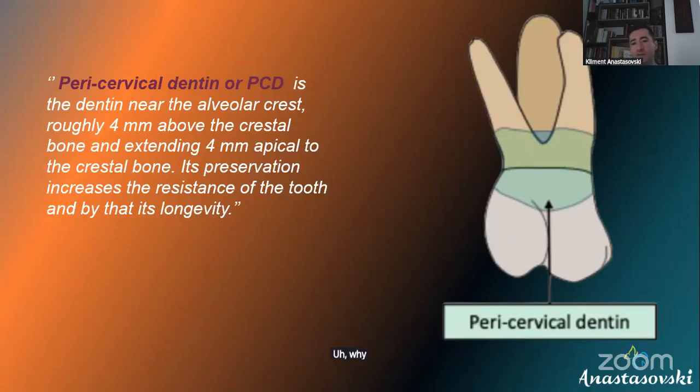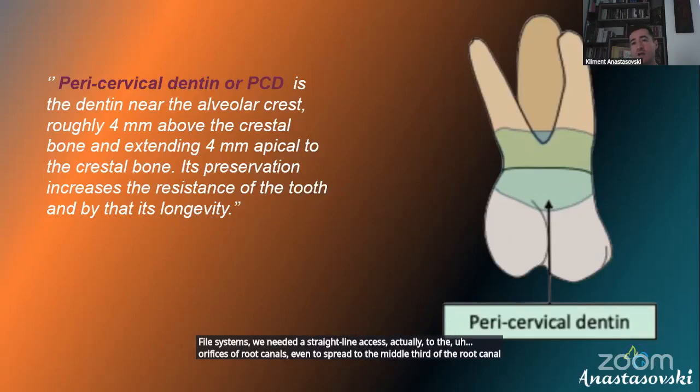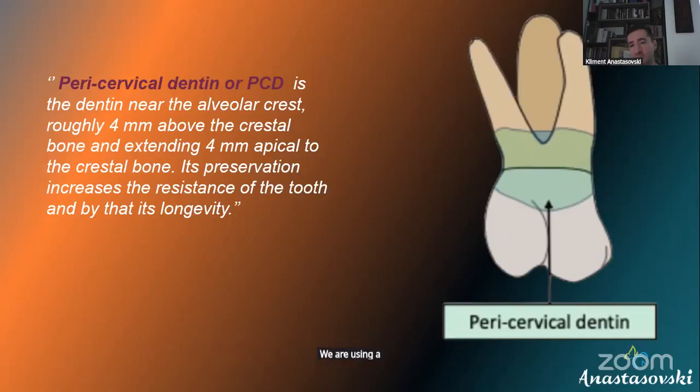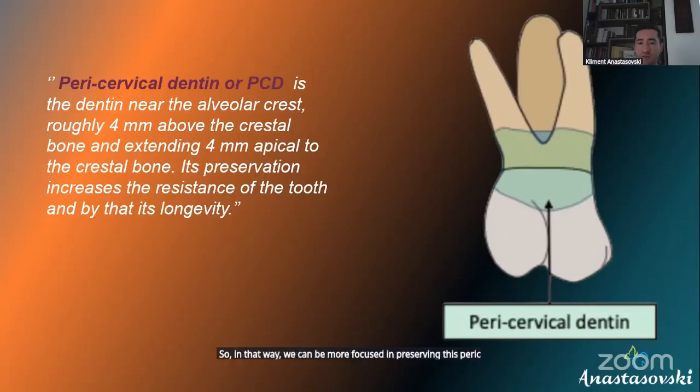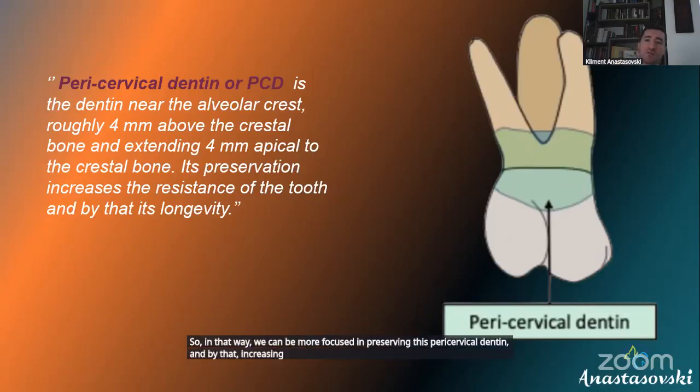Why? Because in the last years, when we were using more rigid files, more austenitic file systems, we needed a straight line access to the orifices of root canals, even to reach the middle third of the root canal. But nowadays, we are using highly flexible rotary file systems that do not need this kind of straight line access in all of our root canal cases. So in that way, we can be more focused on preserving this pericervical dentin, and by that increasing the fractural resistance of the tooth, and by that its longevity.